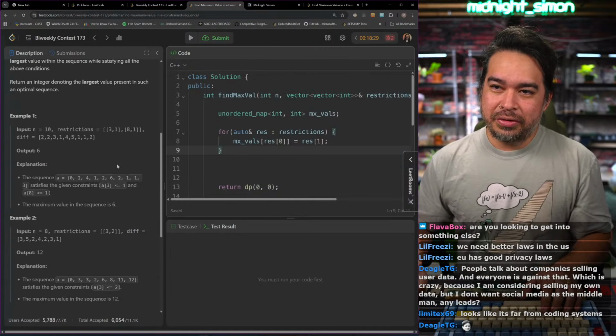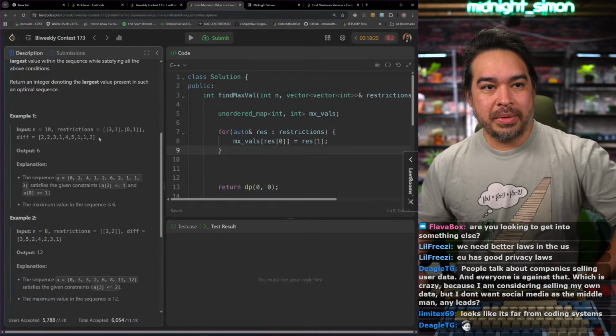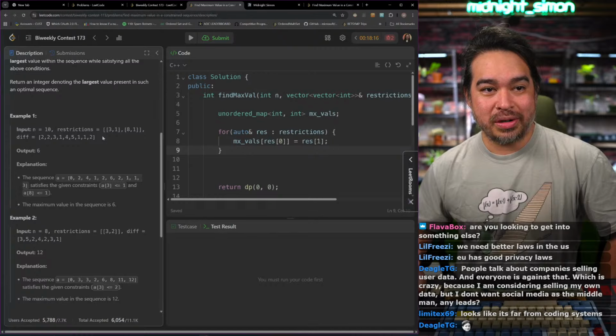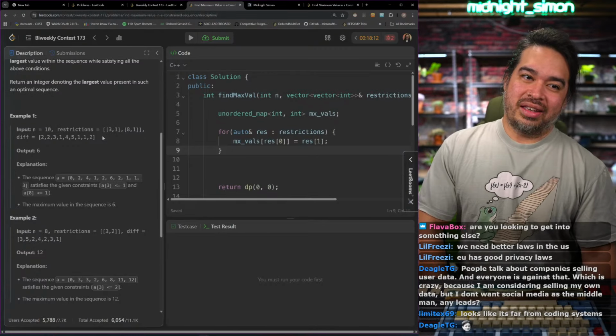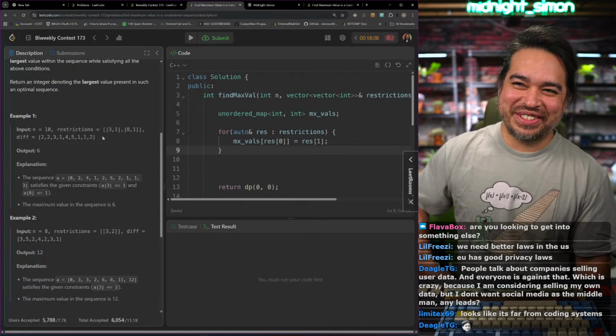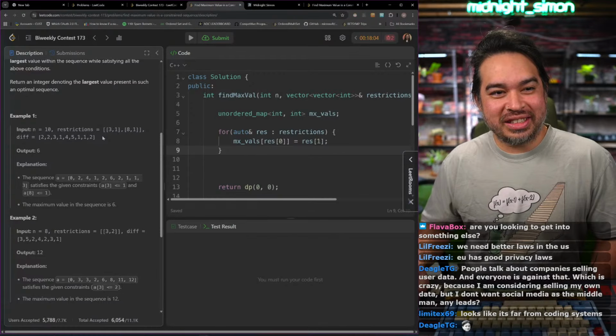Alright, so you're saying go from right to left in this problem, man. People talk about companies selling user data and everyone is against that, which is crazy because I'm considering selling my own data, but I don't want social media as a middleman. Any leads? Hey, how much money do you think your data is worth? Looks like it's far from coding systems.